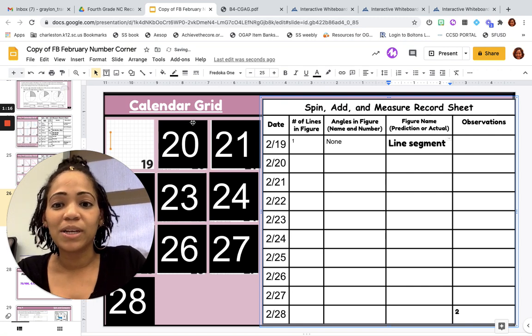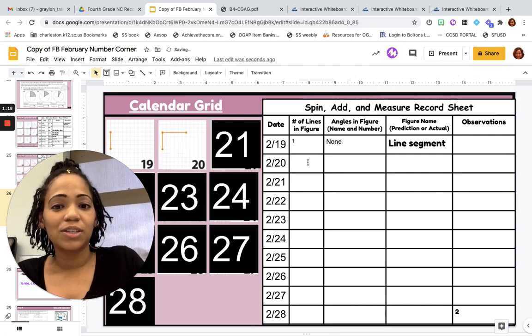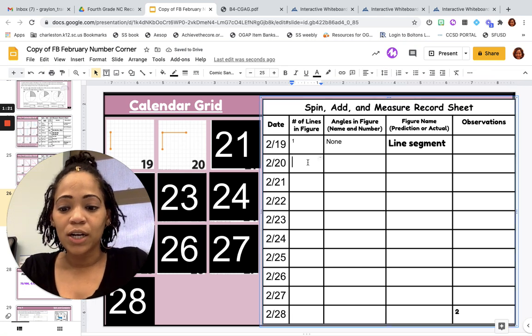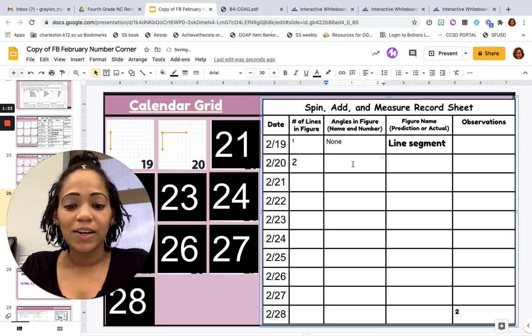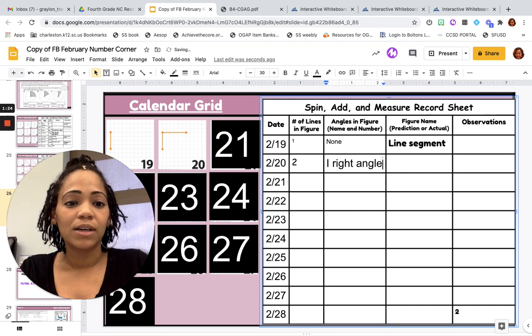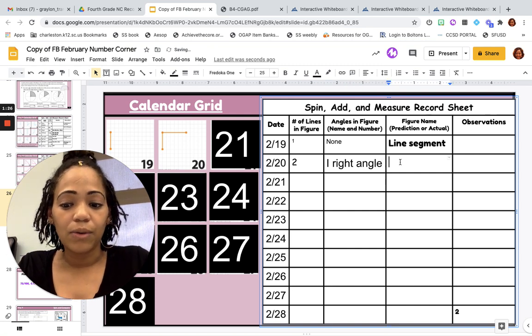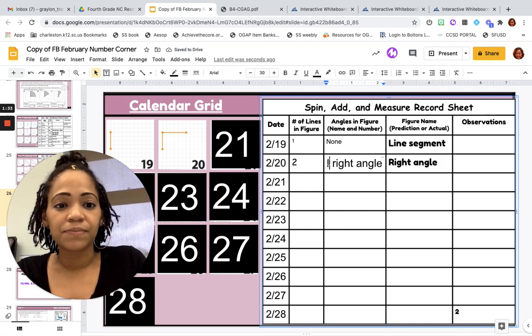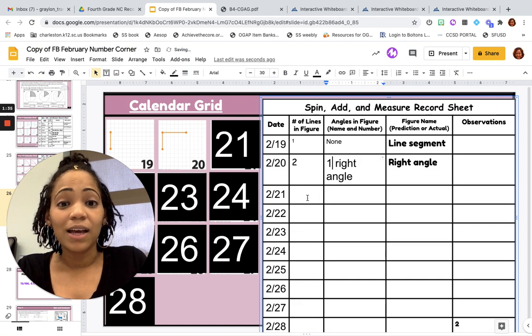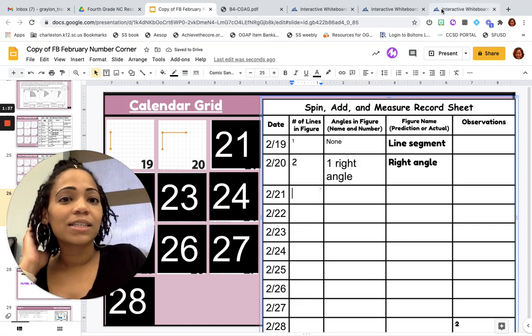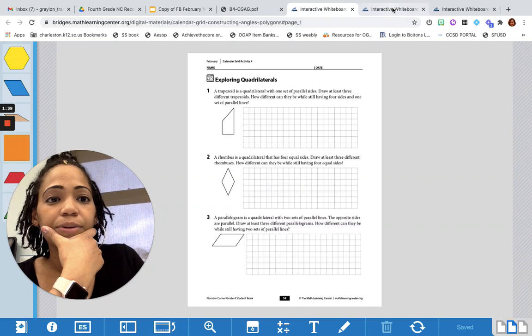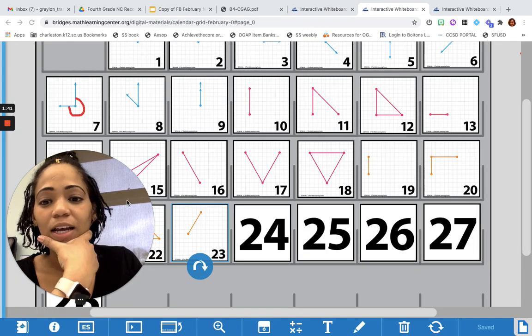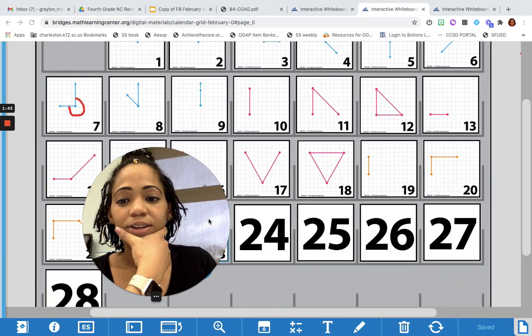And then we have the 20th, which looks interesting to me. There are 2 lines. There is 1 right angle, and we're just going to call it a right angle because that's exactly what it is. A right angle measures how many degrees? Yeah, 90 degrees.